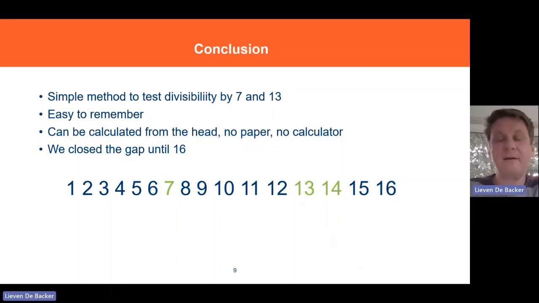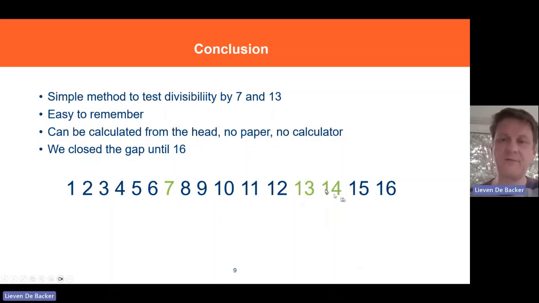So the conclusion of my explanation is we found a method to find if a huge number is divisible by 7 and 13 without having to do the division. It's based on addition and multiplication. It's easy to remember. It can be calculated from the head. You don't need paper, you don't need a calculator. You can just do it by looking at the number. And the good news is that now we have easy methods to find divisibility up till the number 16.